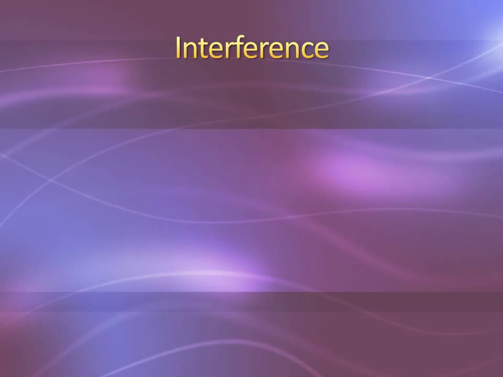So when the two waves interact, all right, you can get what's called interference, all right? And so you have two types. You have constructive interference and destructive interference. And we saw both examples in the previous slide.